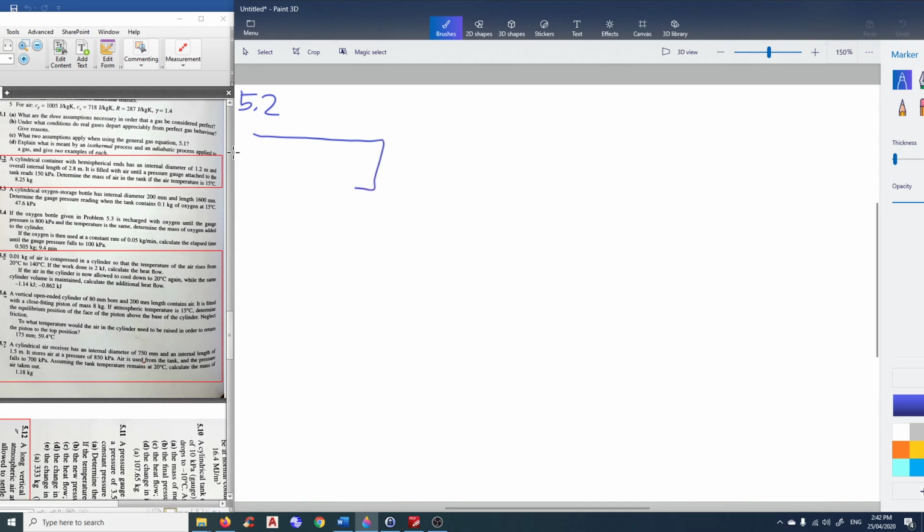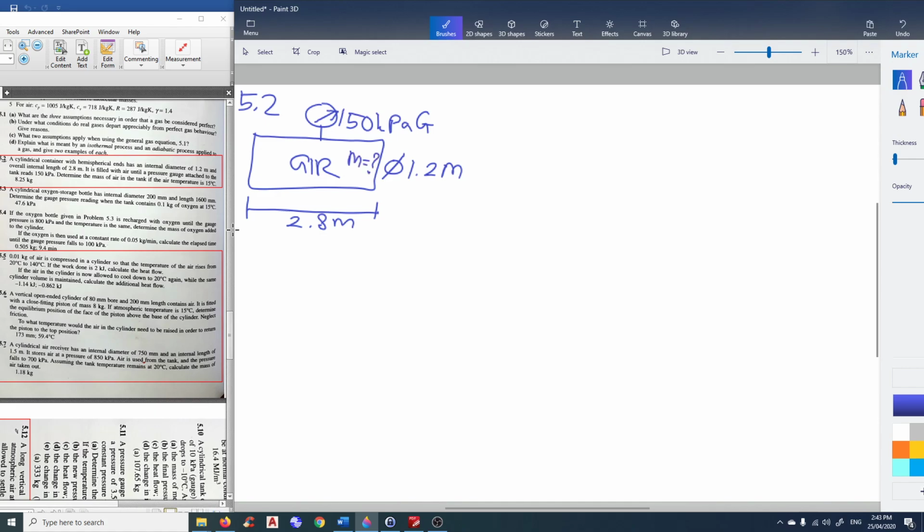This is a cylinder. Internal diameter is 1.2 meter. It's a pretty big cylinder. The length is 2.8 meter. It's filled with air, and the pressure gauge reads 150 kPa gauge. So that's a pressure gauge. What is the mass of the air if the air temperature is 15 degrees Celsius?